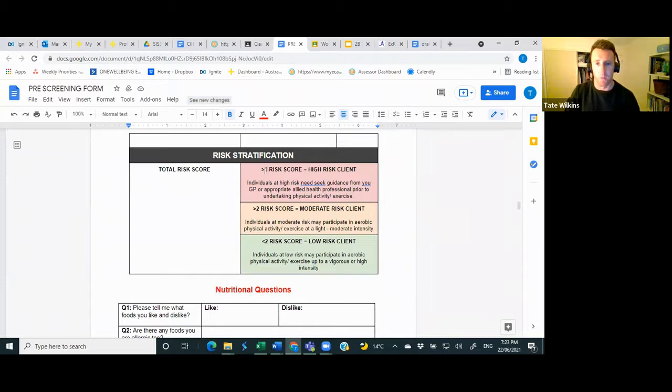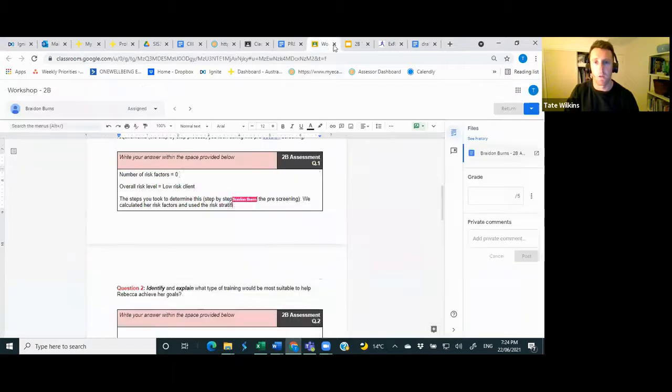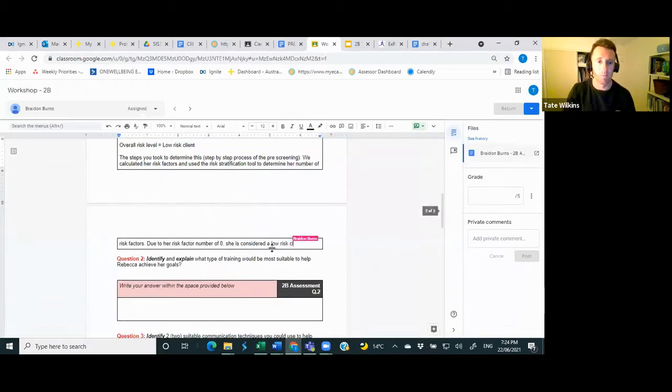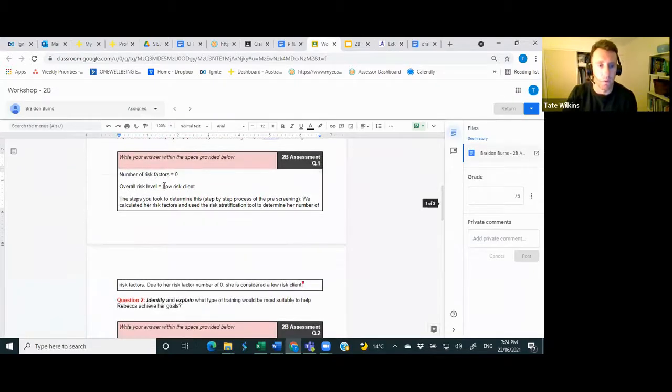If you're more than 5, you're high risk. If she's got 2 to 5, moderate risk. And if she's got less than 2, it's low risk. That tells us she can work up to vigorous to high intensity, whereas these other clients can only go to light to moderate and so forth. So you can also write down a low risk client, as we have.